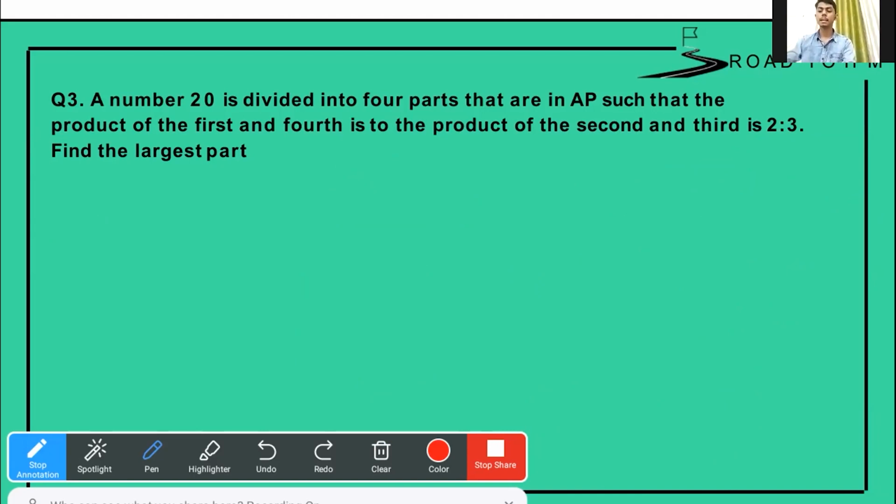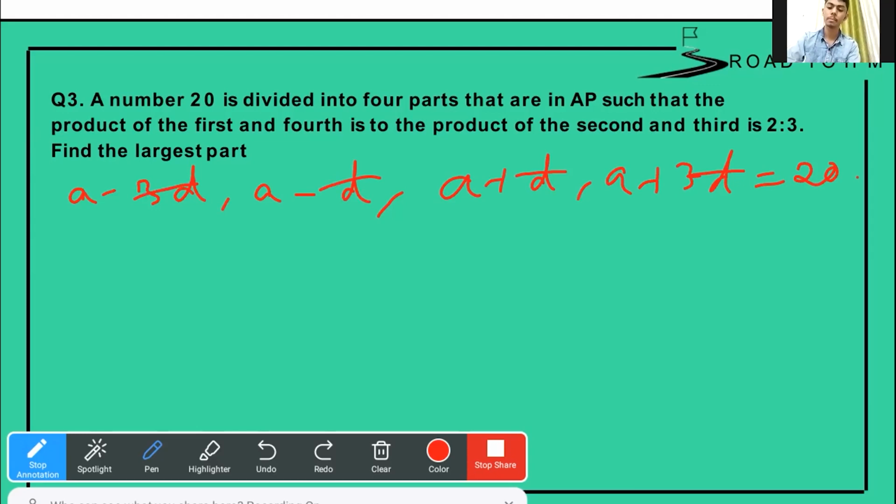Now we can replace that with the concept that we just learned. If we need 4 terms, we can denote them as the terms we just saw. Either way, 20. Cancel all of them, we'll get 4A is equal to 20. A is equal to 5. Great. 5.